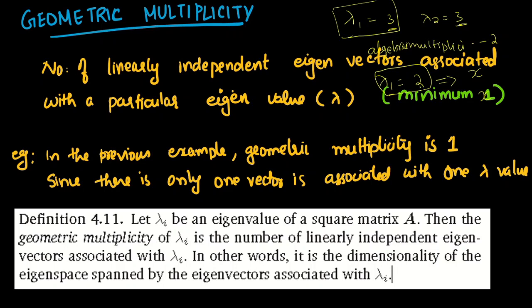And its definition goes like this. Let lambda i be an eigenvalue of a square matrix A. Then the geometric multiplicity of lambda i is the number of linearly independent eigenvectors associated with lambda i. In other words, it is the dimensionality of the eigenspace spanned by the eigenvectors associated with lambda i. So when you take a lambda value, how many eigenvectors are associated with that value? That is the geometric multiplicity. And how many identical eigenvalues are there? That is the algebraic multiplicity.